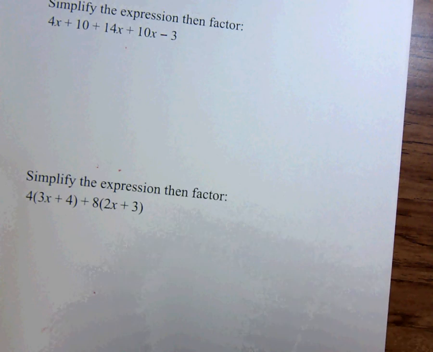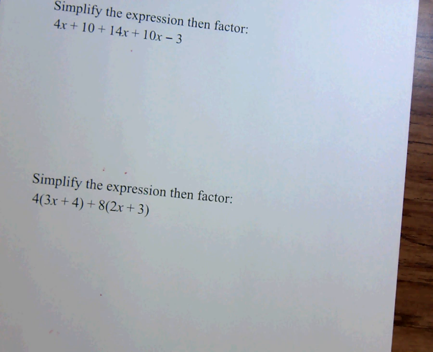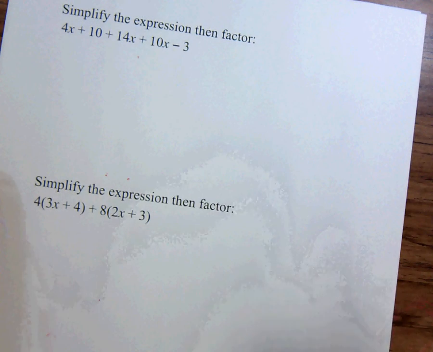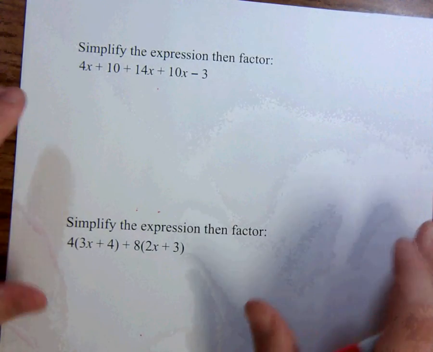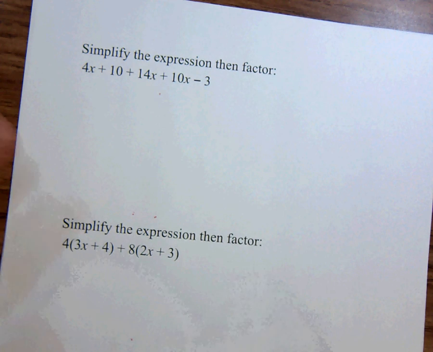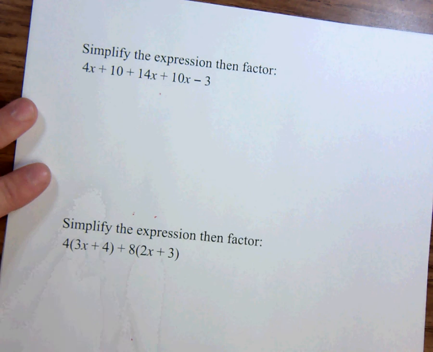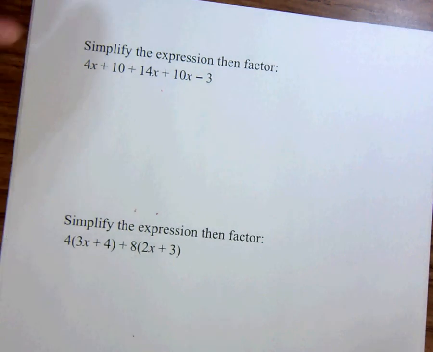Yeah, I only have two questions, but they're semi-hairy. So basically, we're going to simplify these expressions, then factor them. So we'll start with the top one. Now, to simplify, that means combine like terms. Basically, if you need to expand first, we'll expand. We don't have to expand this top one, but we will have to expand the bottom one, or use the distributive property. So we'll get there when we get there.